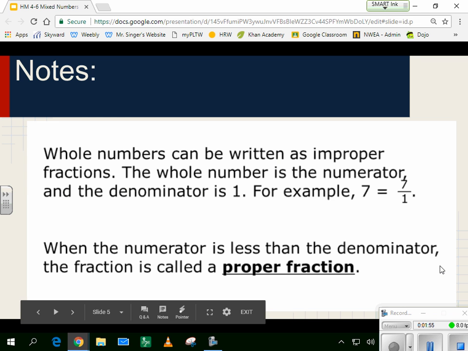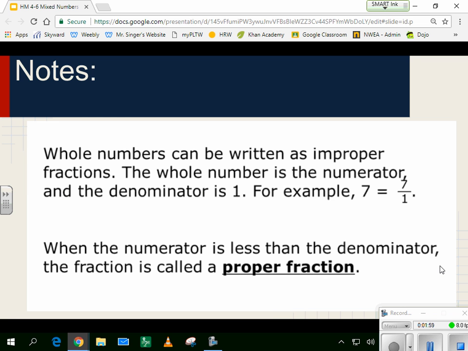Now, there are whole numbers that can be written as improper fractions. For example, the number 7 can be written as 7/1. Again, remember what a fraction is. The top is the parts, the bottom is the whole. So if we have 7, that means we have 7 ones. So that does make sense.